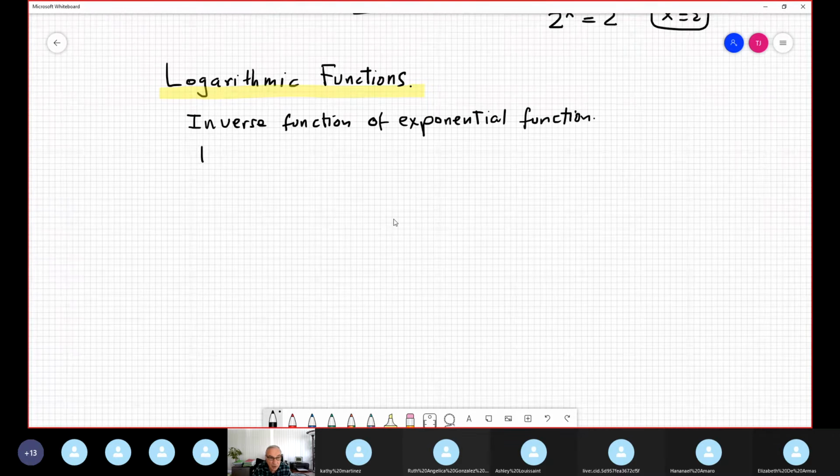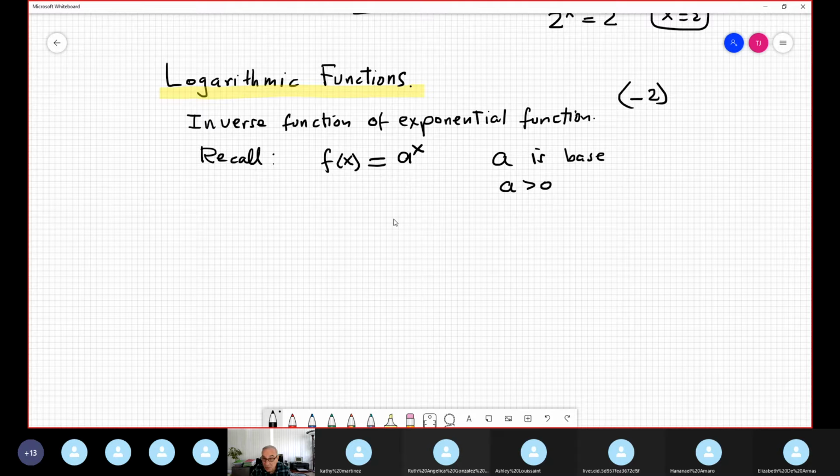So let me recall quickly. Exponential is a function like that: f of x equal a to the x power. A is the base. Remember that the base has restrictions. The base is always a positive number, never negative. So this expression, negative 2 raised to the x power, is impossible. It's positive, and not 0 and not 1, because that is a trivial example.